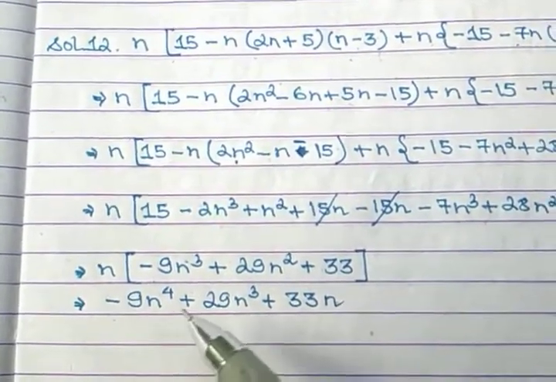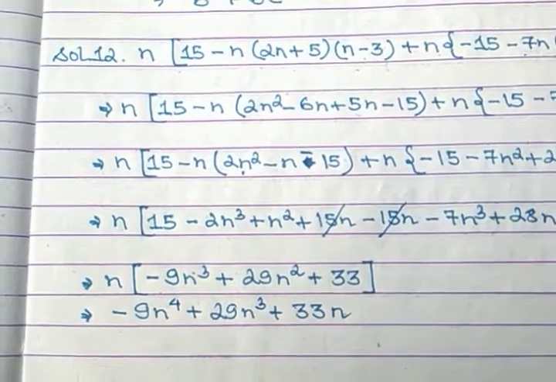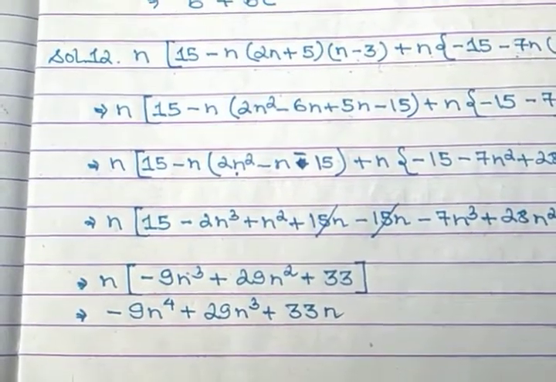So finally, what I got is 3 terms, a trinomial, all 3 unlike terms. So we cannot proceed further, isn't it? So therefore we are done here.